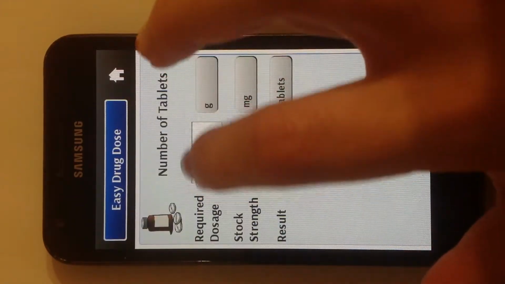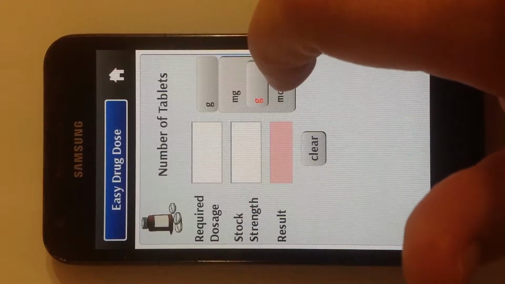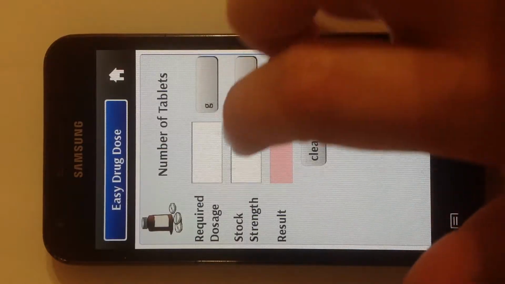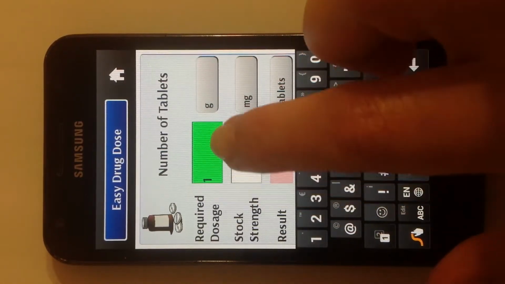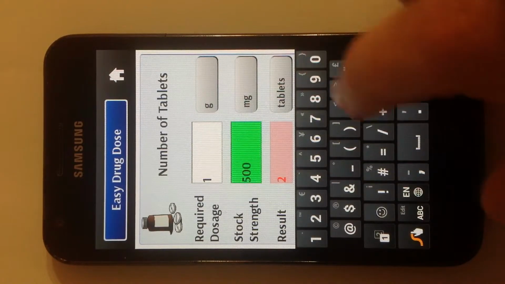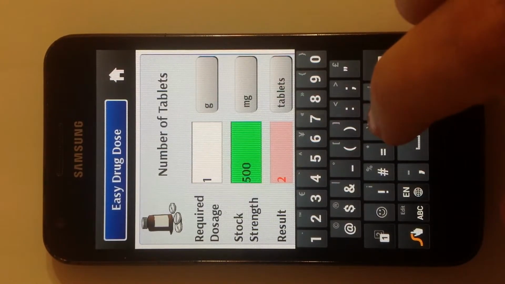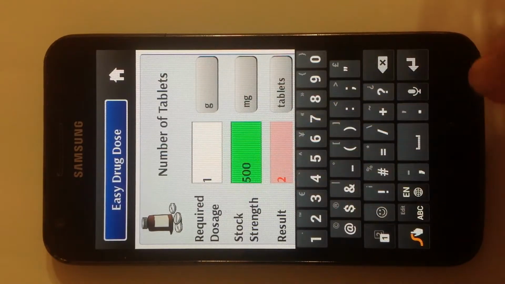For example, for the number of tablets, you could change grams to milligrams or micrograms. It makes it quite handy. Say the doctor ordered 1 gram of paracetamol and you have on hand 500 milligram tablets. So you know you only need to give 2 tablets to make it correct.